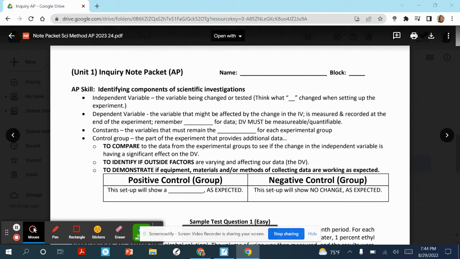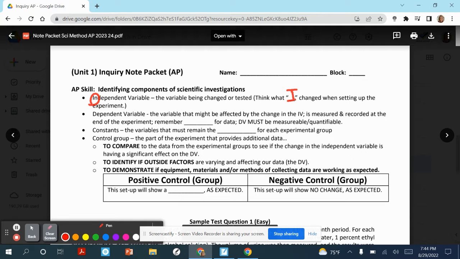We're going to start out with something that you guys are familiar with, inquiry, because you're going to see that we're going to do a lot of experiments throughout the year. And a lot of your questions on the exam are based on research. Now, anytime we're doing research, we have to have an independent variable. So to help you remember what the independent variable is, I want you to think of I for independent and I for what I changed or I made different when I set up the different parts of the experiment.